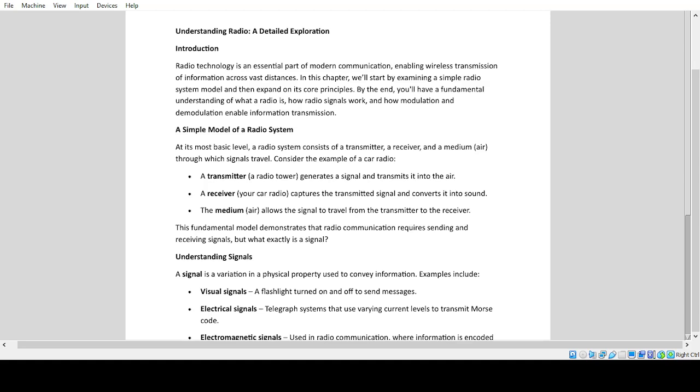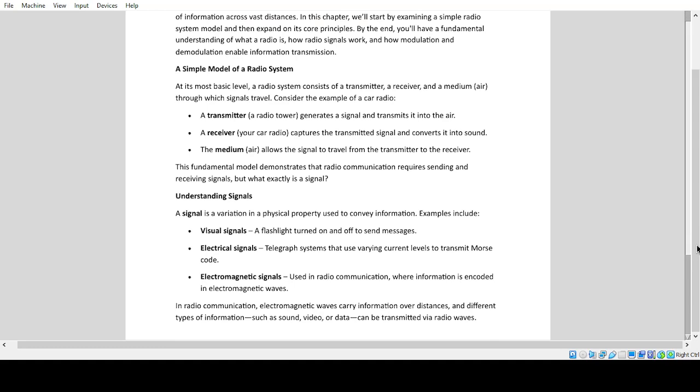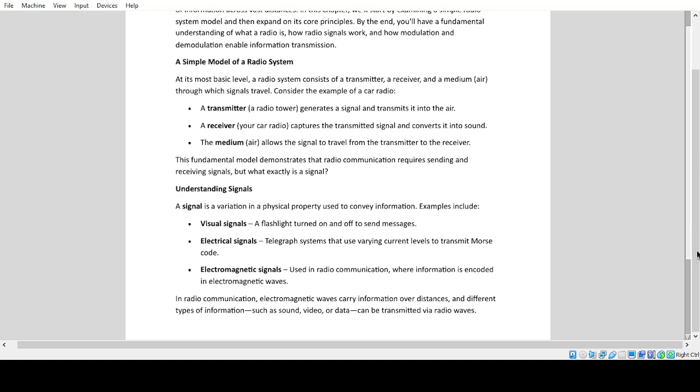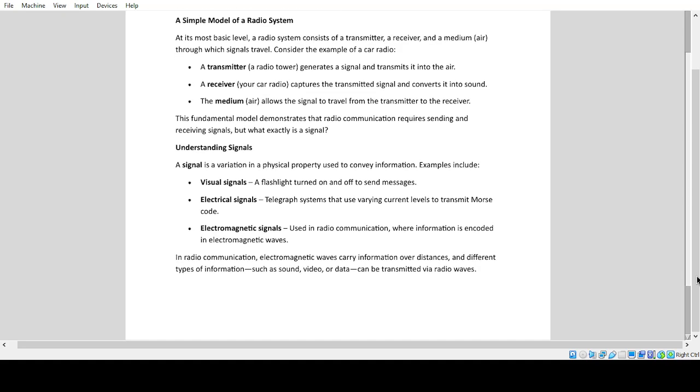A transmitter, a radio tower, generates a signal and transmits it into the air. A receiver, your car radio, captures the transmitted signal and converts it into sound. The medium, air, allows the signal to travel from the transmitter to the receiver. This fundamental model demonstrates that radio communication requires sending and receiving signals, but what exactly is a signal?